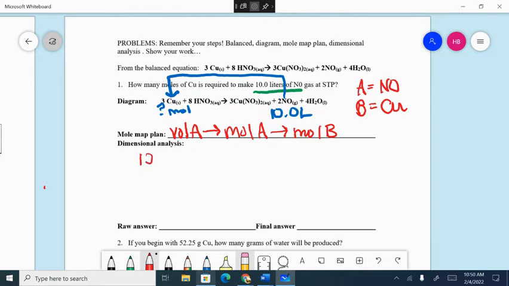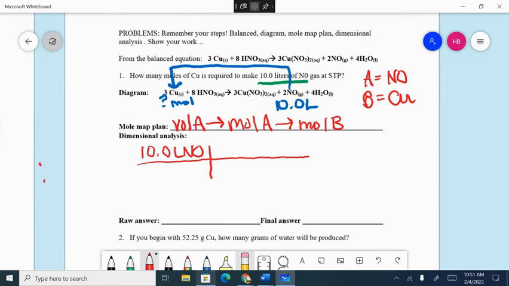My given with units and labels. I need liters to cancel, so I'm going to put it down here. And I'm changing liters to moles. Notice how I'm careful to use units and labels in each of my sections, because this is the one that you're going to get wrong or is going to confuse you if you don't use units and labels. I need moles of NO to cancel, so I'm going to put moles of NO down here, and I'm going to moles of copper.